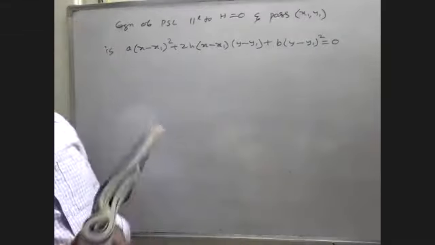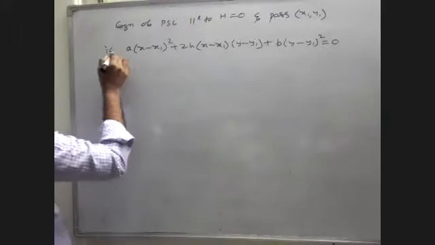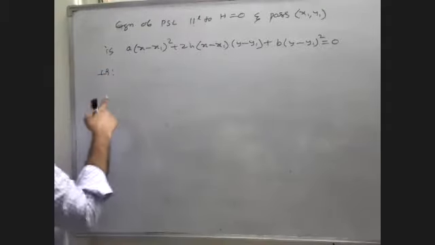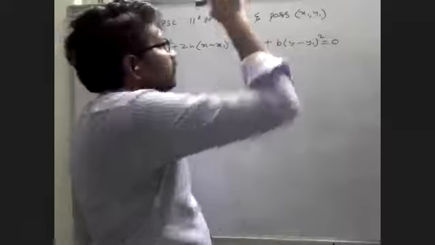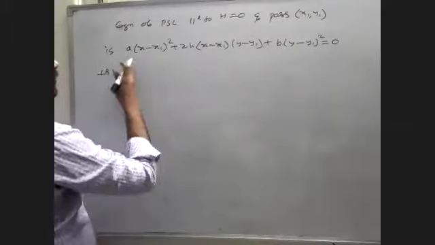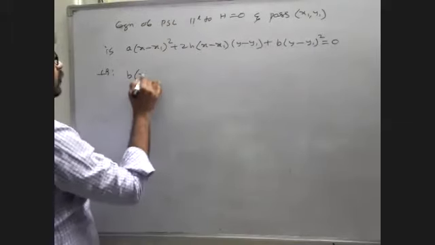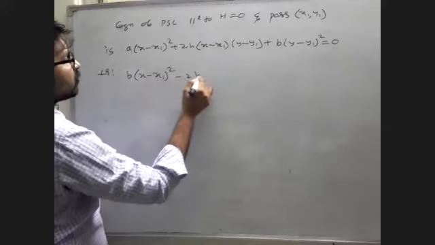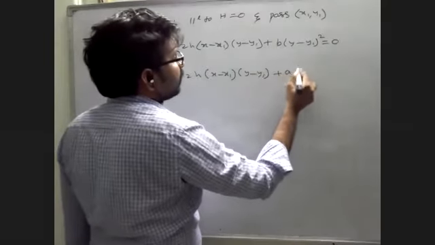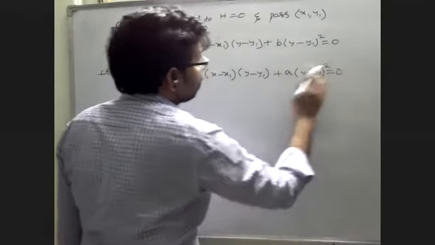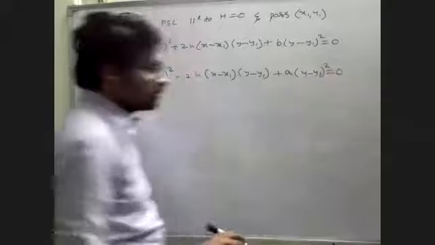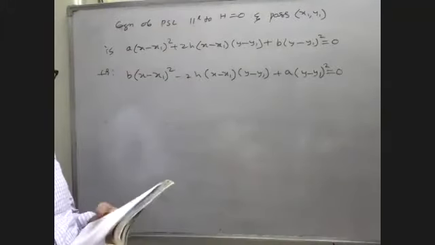And for perpendicular, passing through the same point, in place of parallel, perpendicular. The equation of the pair of straight lines perpendicular to the homogeneous pair of lines and passing through that point is the same like that. Coefficients will be changed and plus will be minus. b into (x minus x1) whole square minus 2h into (x minus x1)(y minus y1) plus a into (y minus y1) whole square. Coefficients will be changed and plus will be minus.